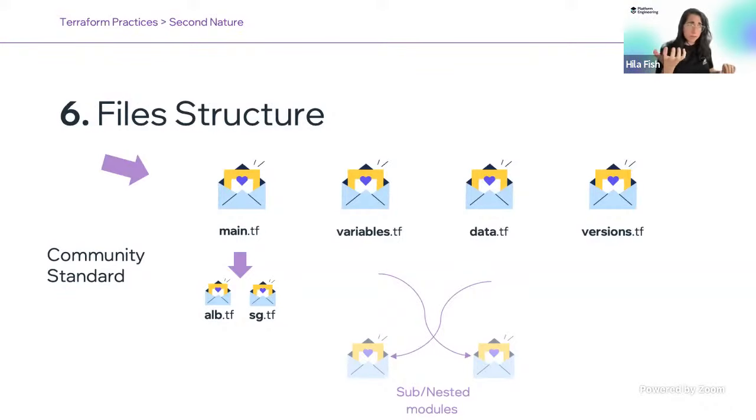The resource to create a virtual machine is in main.tf, but if, for example, we need a load balancer for that machine or security groups, then we should break it down into different files. Then we can know exactly what is kept in which file and have better readability.